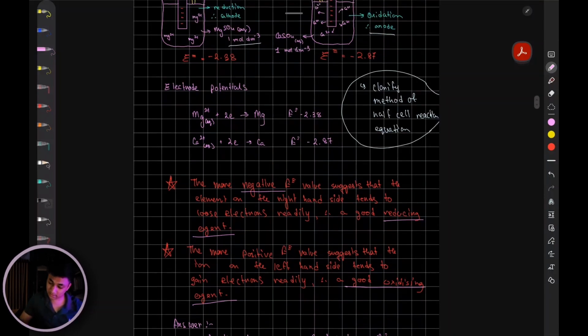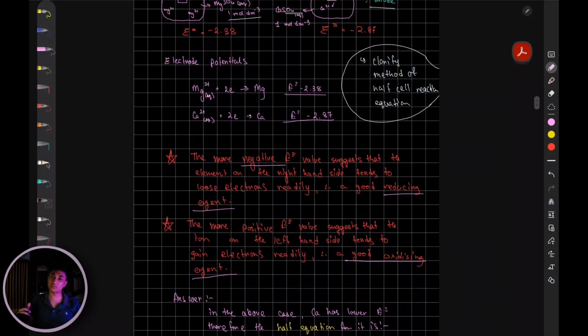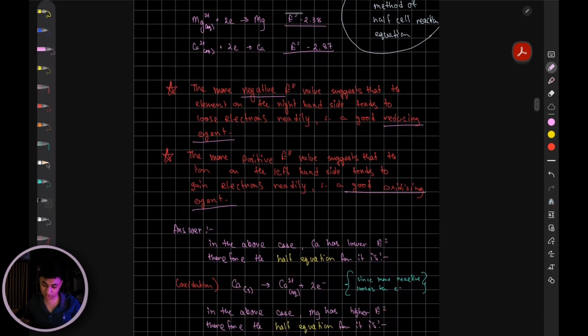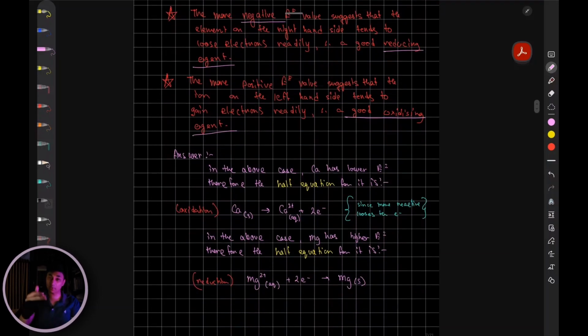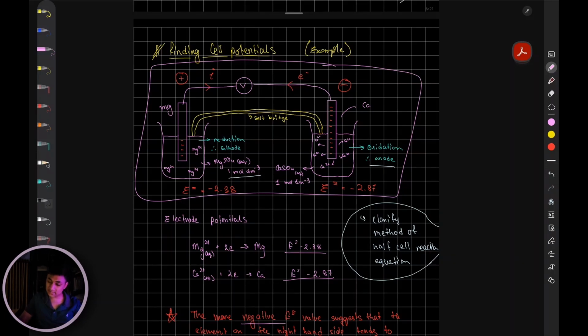Again, all of these electrode reactions are written in terms of reduction because our standard electrode potential values are given in terms of reduction taking place, which is why when you write the equations, always write them in terms of reduction. Now, in our case, we started off the video asking how we are going to find the cell potential of this electrochemical cell. So let's now find that out.